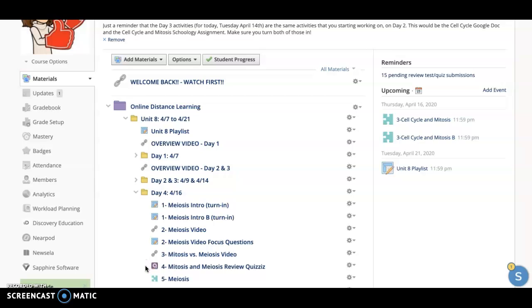Then there's a quiz here. This is just reviewing both mitosis and meiosis before you do the meiosis assignment here. And again, this is graded. There are 2 attempts for you to do, so if you don't like the first one, then make sure you go in and do the second one. And honestly, even if you do the first one and you feel okay, go back in and do the second one. If you weren't sure of one answer or anything like that, you can always do those 2 attempts. Alright, so that is for day 4.